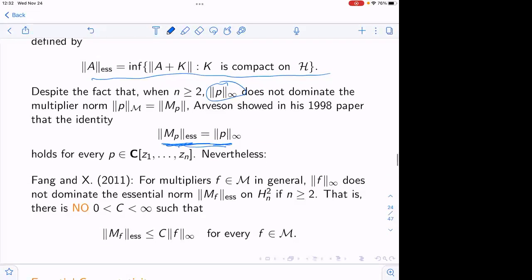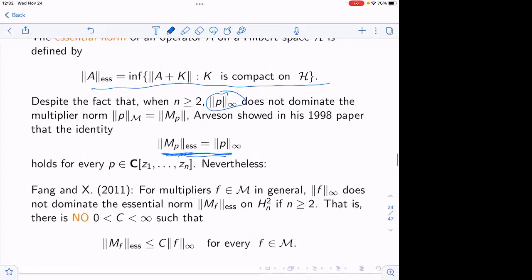So Charney and I in 2011 figured out that even though you have such an inequality for polynomials, for general multipliers, you don't have such an inequality. For general multipliers, the H infinity norm still does not dominate the essential norm of this multiplication operator on the Drury-Arveson space. I think the reason actually is very simple, because for general multipliers, you don't have this essential commutativity. So there's no reason why something like that should hold.